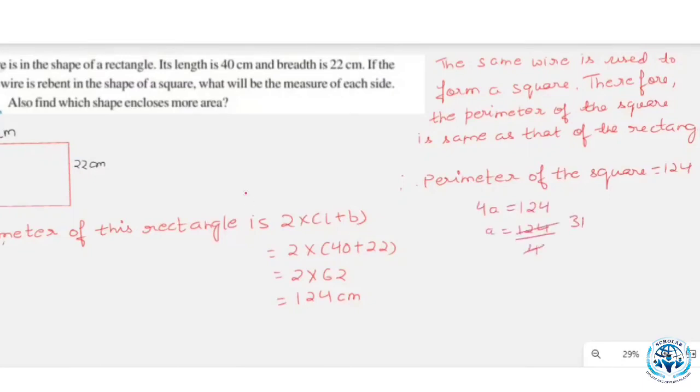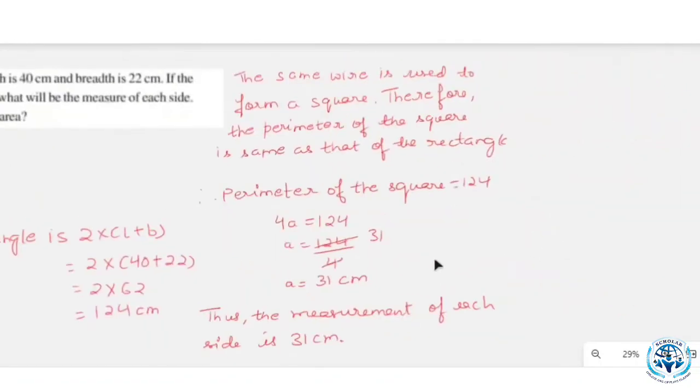Score the best marks. Now the perimeter of the square is 124. 4a is equal to 124. 4a is the perimeter of the square. The side of the square will be 31 centimeter. Thus the measurement of each side is 31 centimeter.